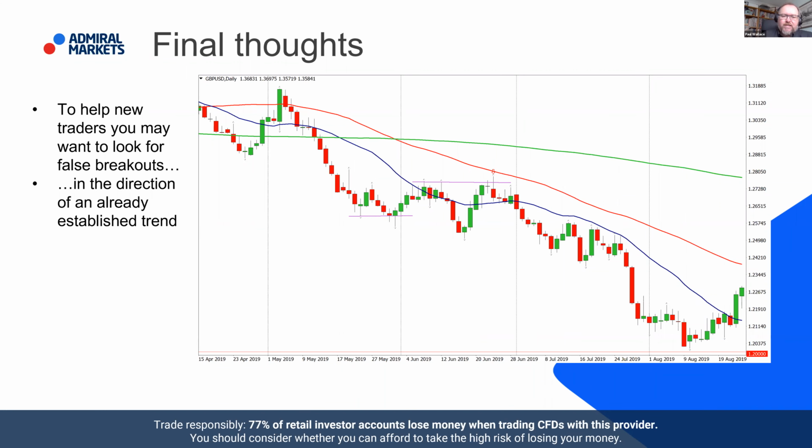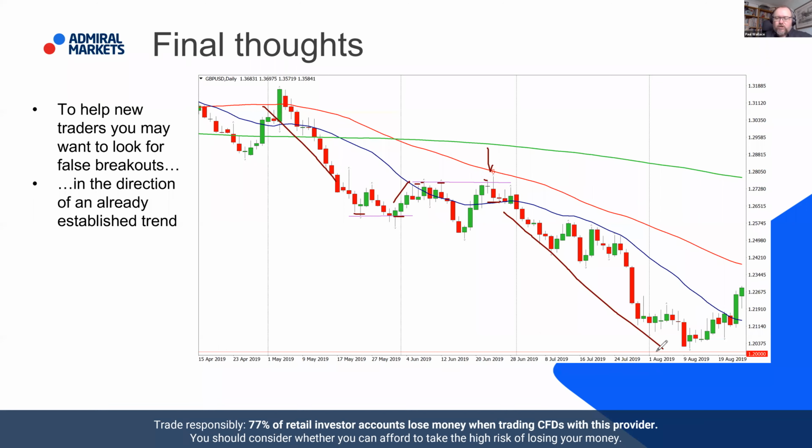So one little final thought for you, a little bit to add for some of the more advanced traders, to help new traders: you may want to look for false breakouts that are already happening in the direction of an established trend. Okay, that might be something you can add to your watch list. In this particular case, pound against US dollar, it's clearly been in a downtrend. It does a little false breakout here and moves up, but then it starts to create these levels. We tap, tap, tap, and then we try to break out of that level, but it can't. It falls back beneath it, closes a bearish close before the existing trend re-exerts itself.